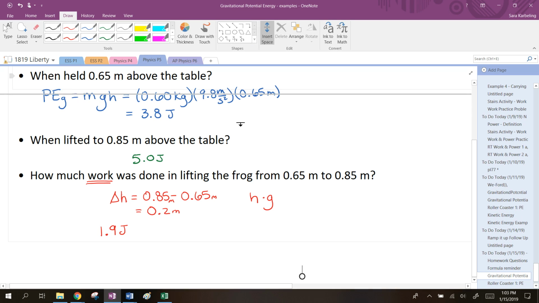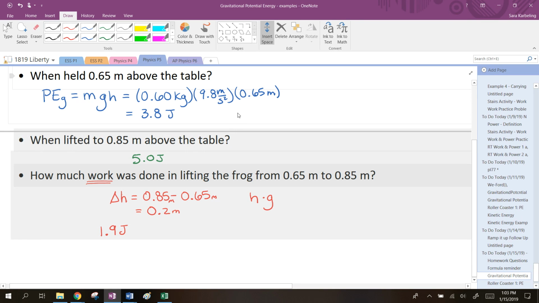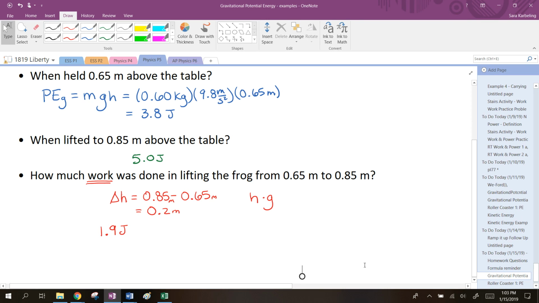Ethan, do you want to? Oh, you just have a question. Go ahead. Well, what was the distance that I traveled? 0.2 meters? Uh-huh. Tell me more words. If you're trying to find work, you need to, work is equal to distance.